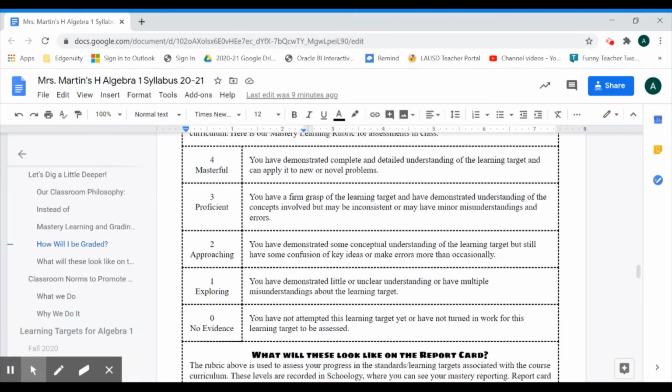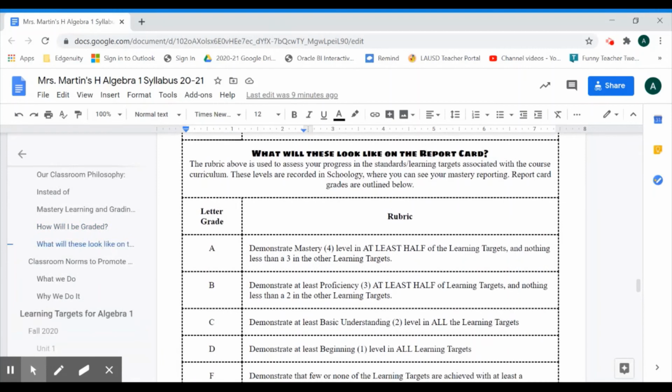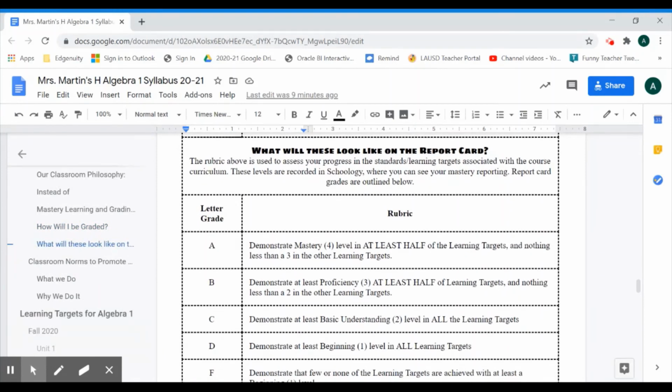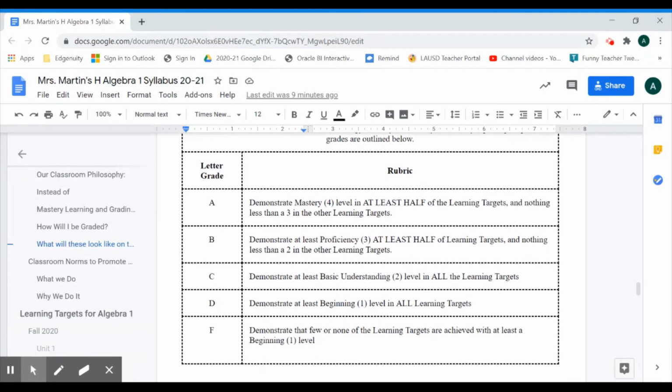Finally, a 0 means you haven't attempted the learning target yet, or you have not yet turned in work for that learning target to be assessed. Now, what will this look like on the report card? Because on our report card, we don't see 4, 3, 2, 1, 0. We see A, B, C, D, F. So this is what it'll look like on the report card.